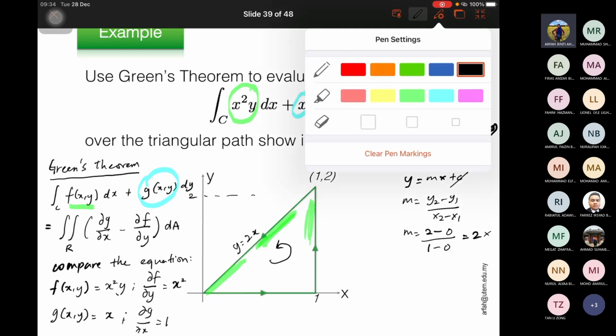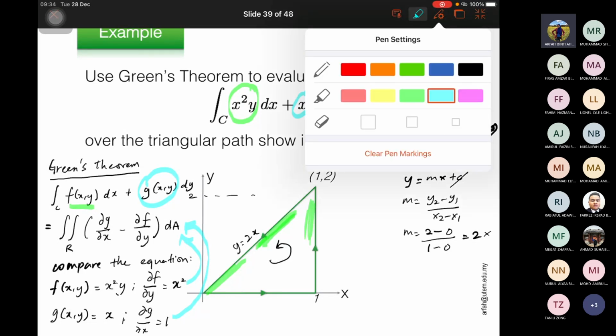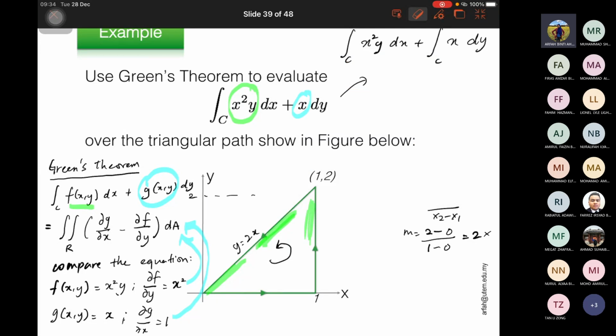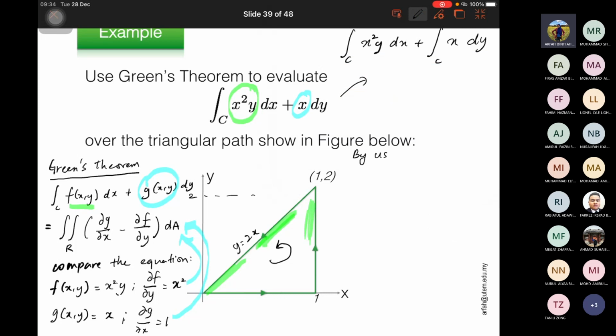So, put these two pieces of information in here. Okay. So from there, substitute by using Green's theorem. By using Green's theorem, the integration will be equal to the integration over the bounded region R. Delta G over delta X is 1 minus x to the power 2, dA.